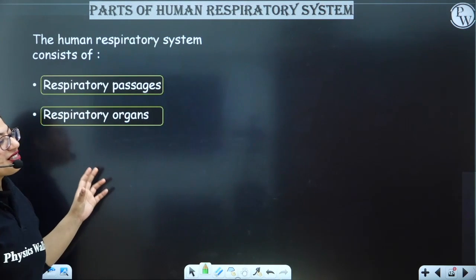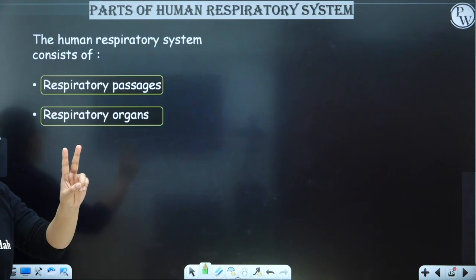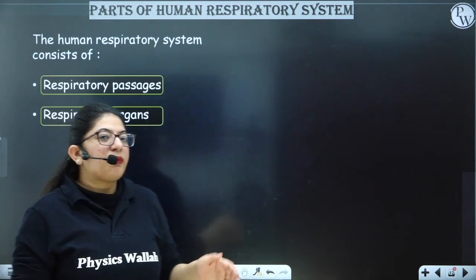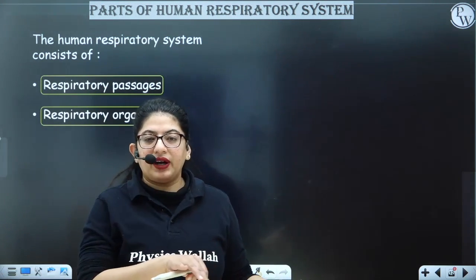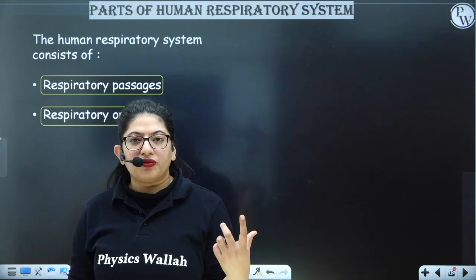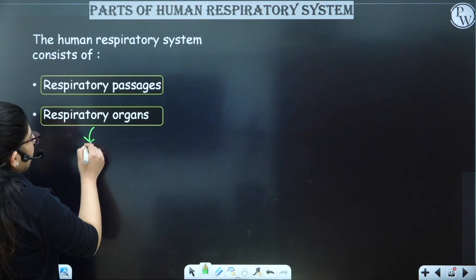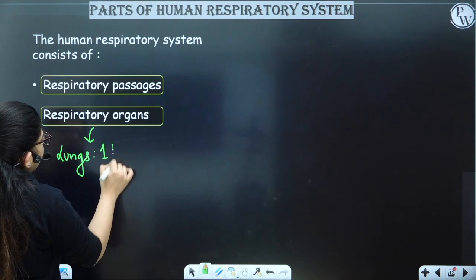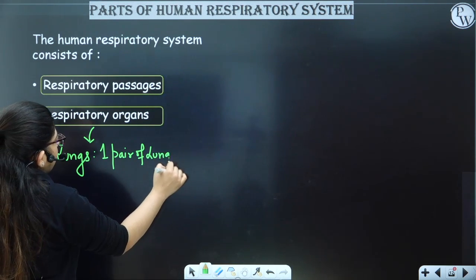So let's get started with this system. Human respiratory system. The system is divided into two things. One is your respiratory passages. What are passages? The places through which the air moves in and moves out, like the roads through which you move in or move out. Whereas the organ is your one main organ, that is lungs. We have one pair of lungs.